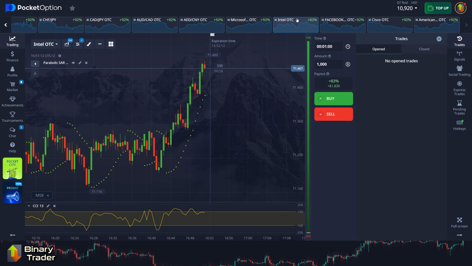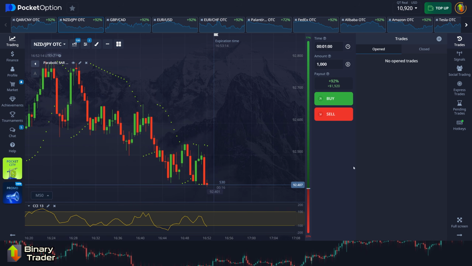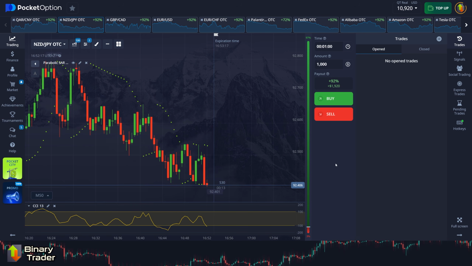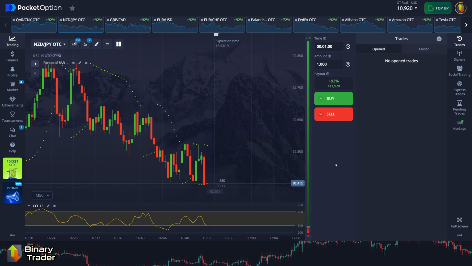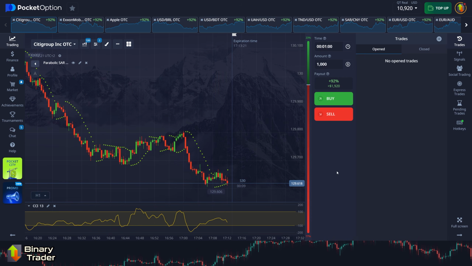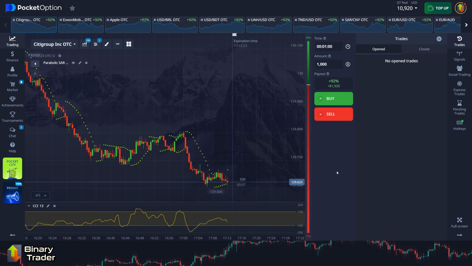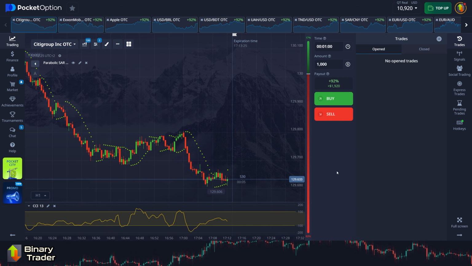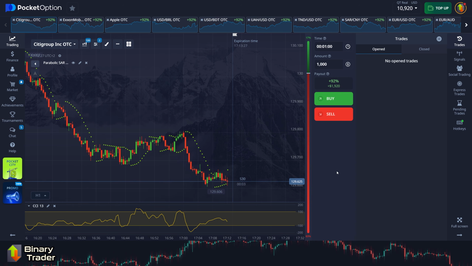I look for next entry. This market tends to be a bit sideways. Parabolic flips too much. I will skip any signal here. A bearish setup is forming here. Parabolic is flipping up. CCI is weakening. If the flip is confirmed by the candle, I will place a sell.